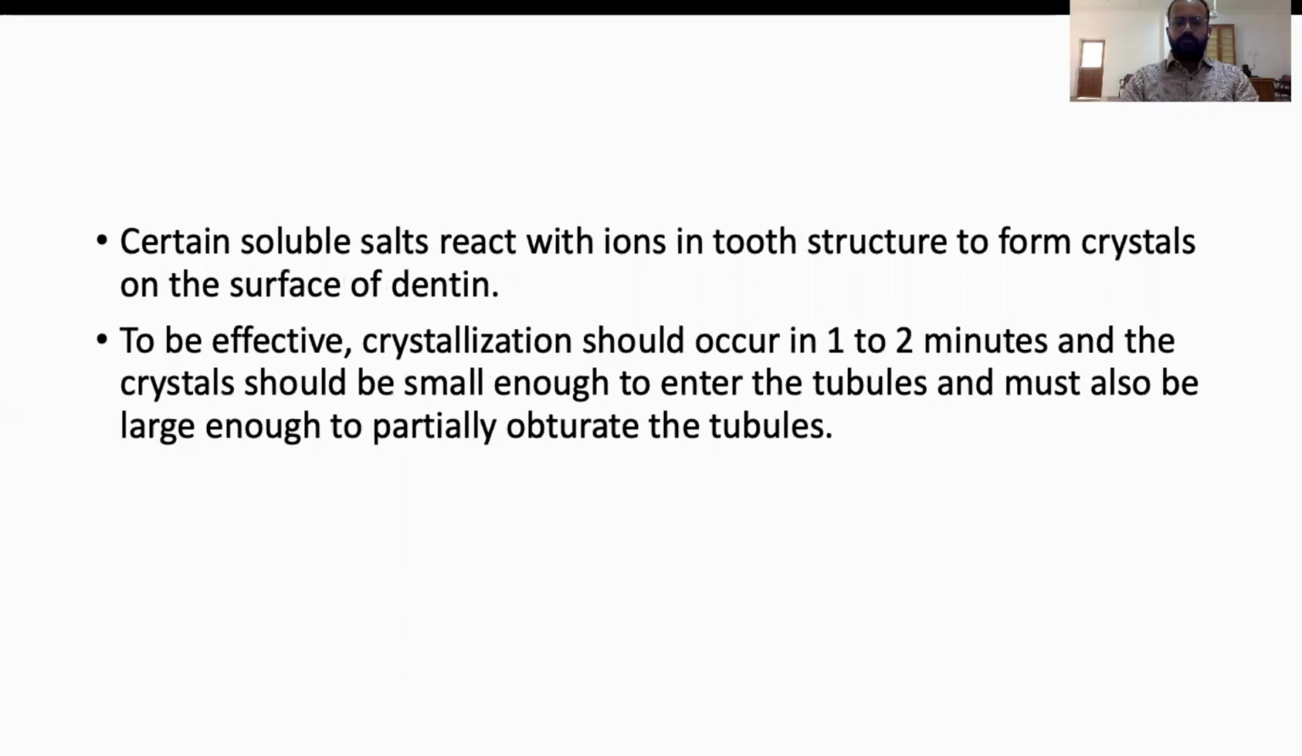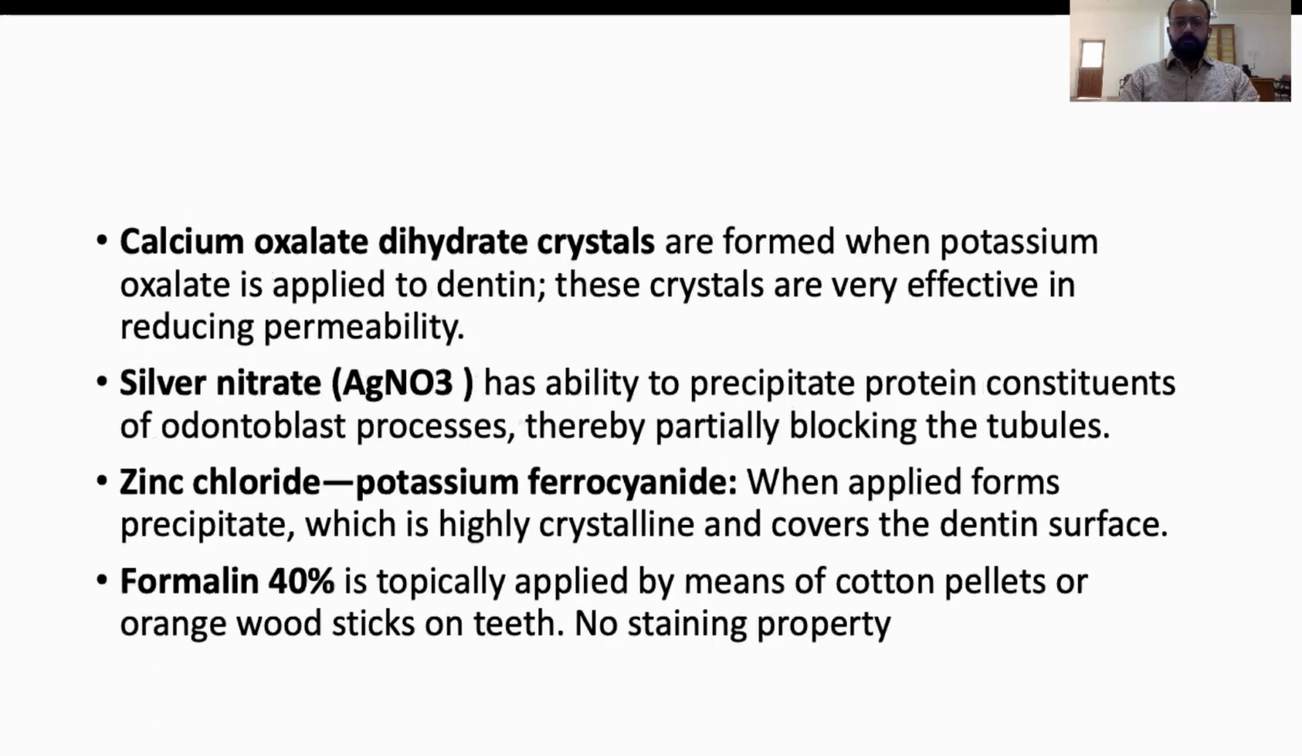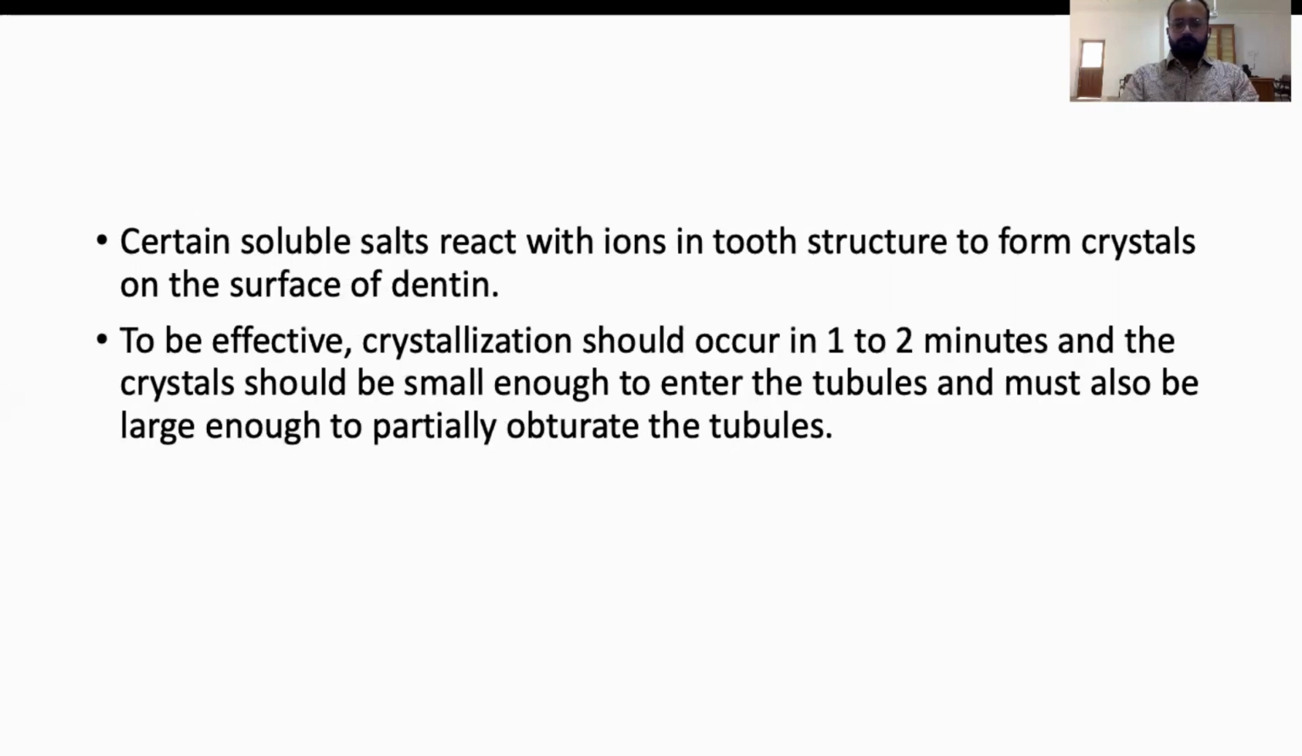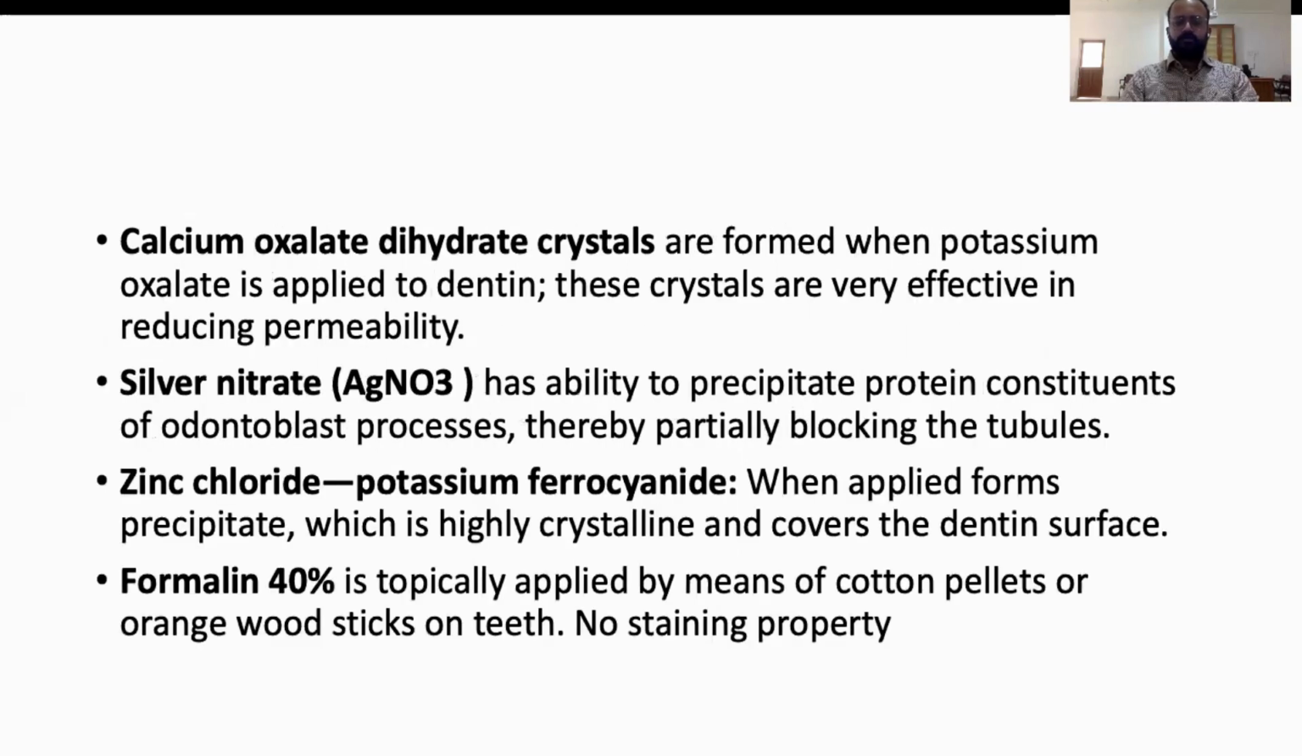Certain soluble salts react with ions in the tooth structure to form crystals on the surface of the dentine. To be effective, crystallization should occur within 1 to 2 minutes, and the crystals should be small enough to enter the tubules, yet large enough to partially obturate them. Some examples of these soluble salts are calcium oxalate dihydrate crystals, silver nitrate, zinc chloride, and formalin.